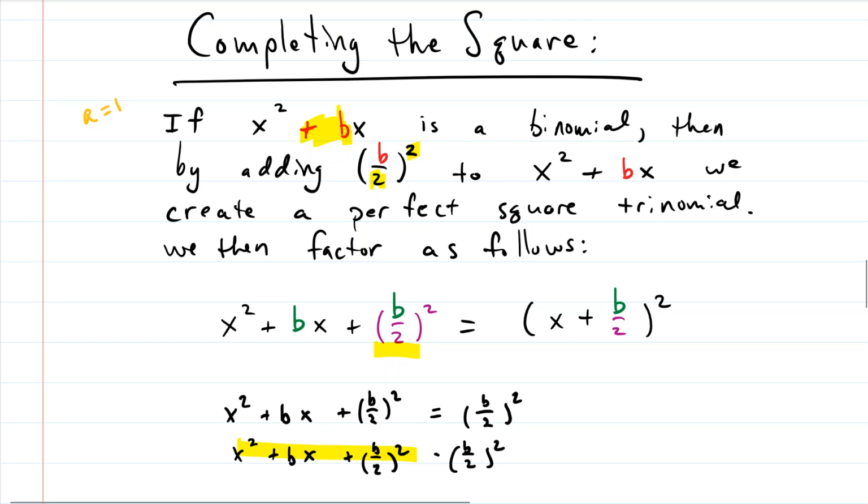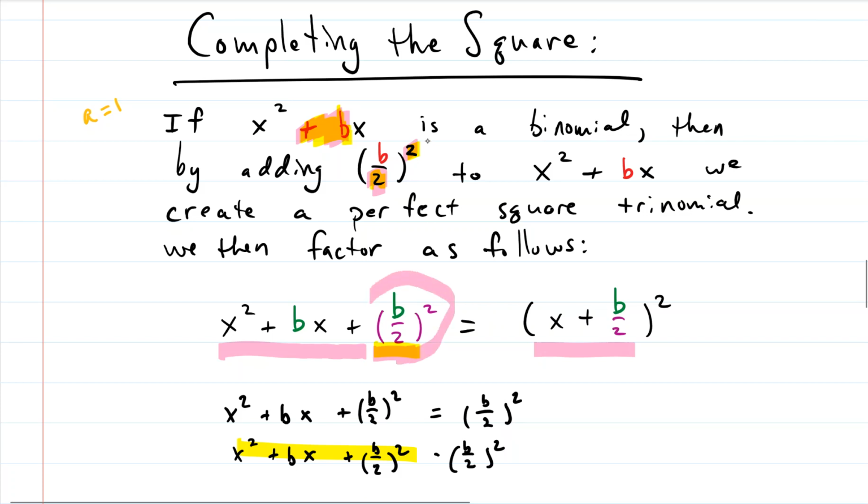So this is what we do. We take the b again, we divide it by 2, square it, and we add it to what we're given, because that makes us able to factor this whole thing into something squared. That's the magic number that lets us factor perfectly into a perfect square trinomial.